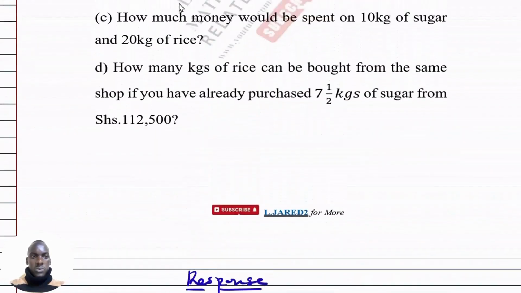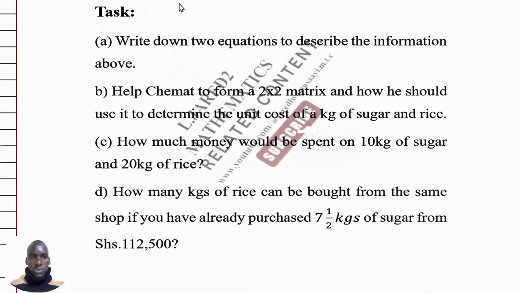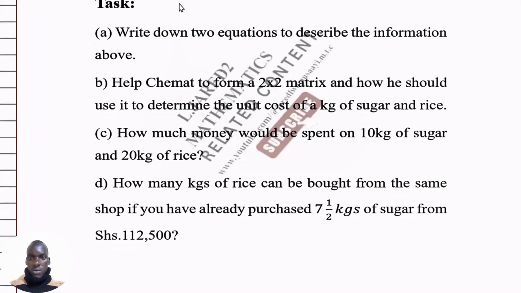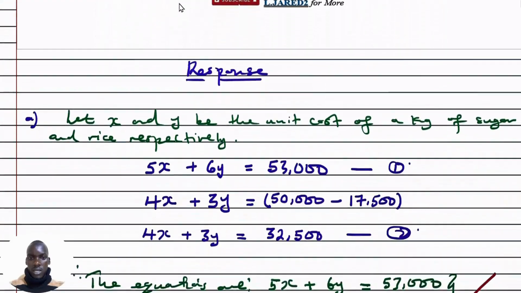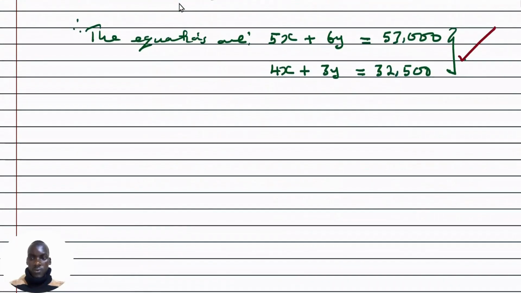We can now proceed to part B, which requires us to form a 2 by 2 matrix and then go ahead and determine the unit cost of a kilogram of sugar and a kilogram of rice. That means we are going to find the variables which are x and y using the two formed equations.